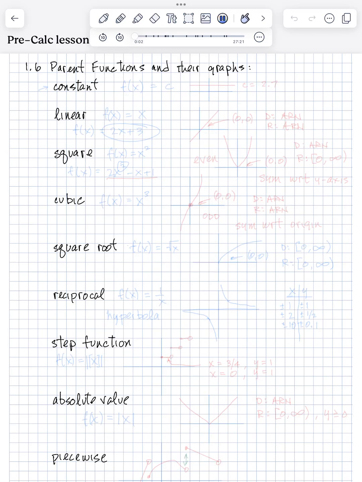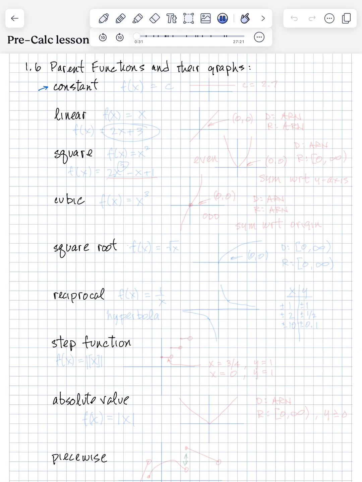Okay, lesson 1.6 is on parent functions and their graphs. We need to learn how to recognize graphs of parent functions. So we're going to just start off by looking at various functions. When we're looking at the first function as a constant function, that's a form of a linear parent function.